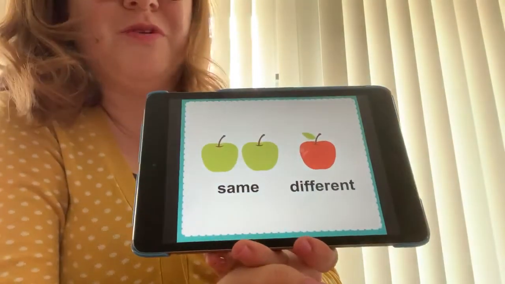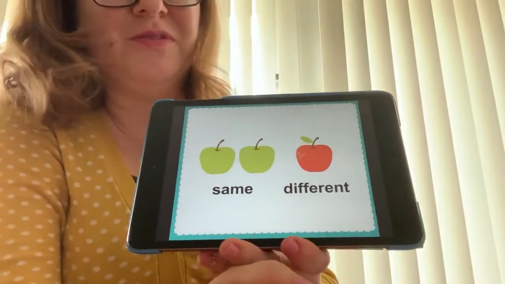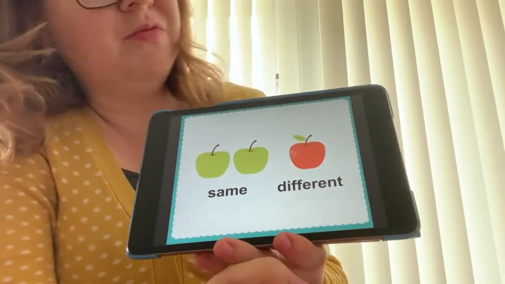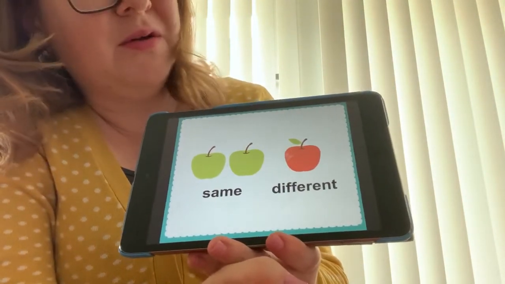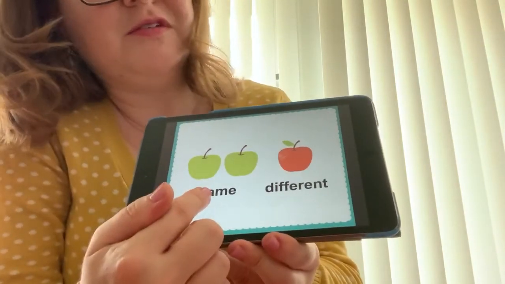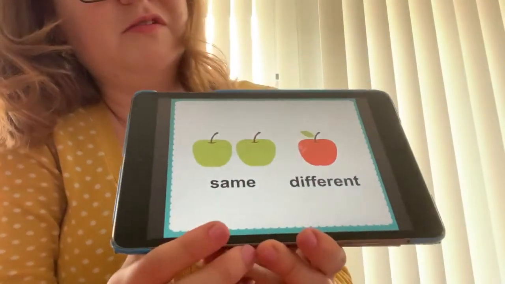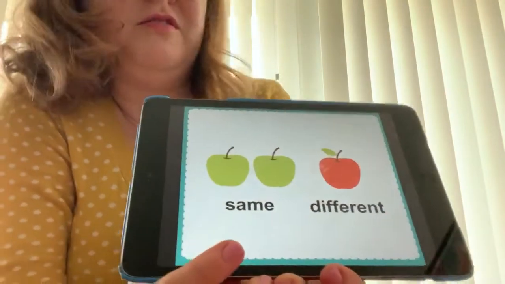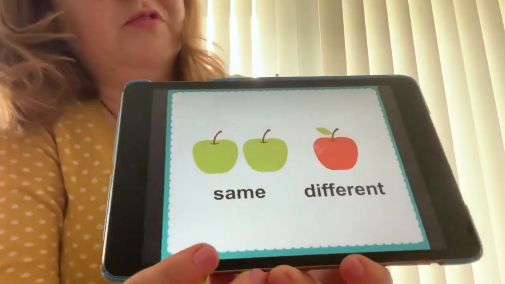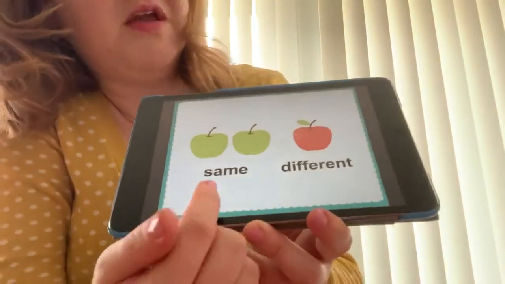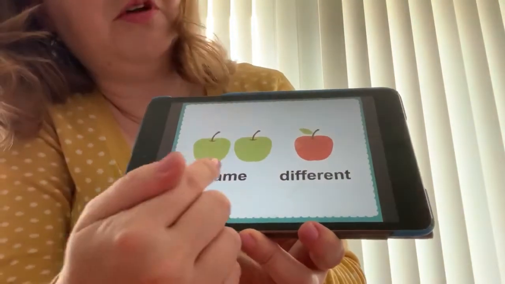I know we use these words a lot, sometimes when we're learning about math or reading and throughout our day. So when something is the same as something else, that means it's like something else in a way. They're similar. There's something the same about them. Okay? Like look at the picture.